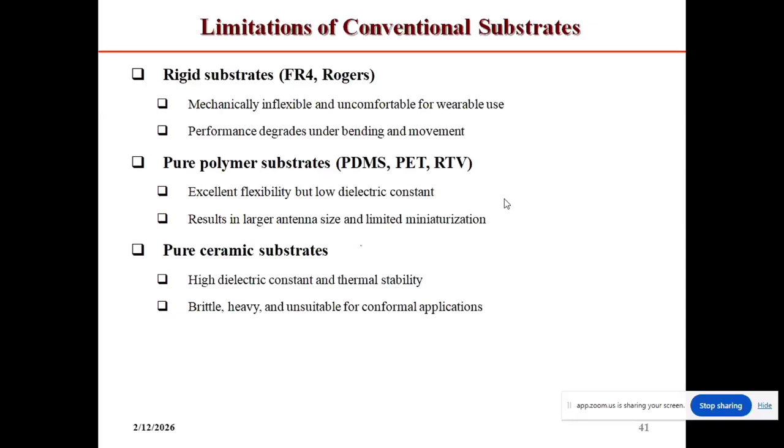The thing is, by using this substrate we cannot go for miniaturization; we can scale the antenna down to lambda by 2. Any antenna can be scaled down to the size of lambda by 2. That lambda by 2 cannot be achieved by using this polymer substrate because it has a poor electrical parameter. So pure ceramic substrate has a high dielectric constant, which is a very good property of ceramic substrate. It has a high dielectric constant and good thermal stability.